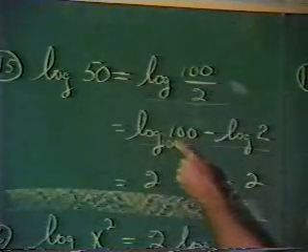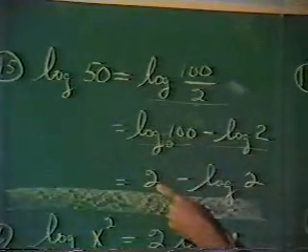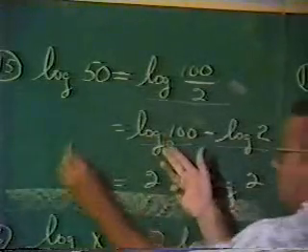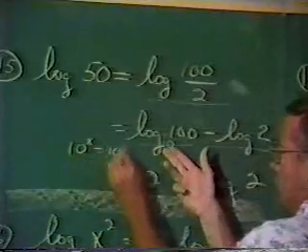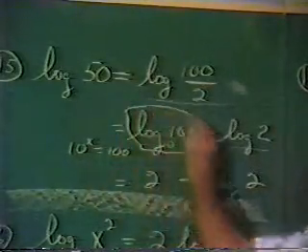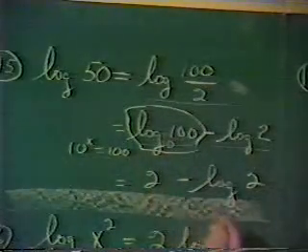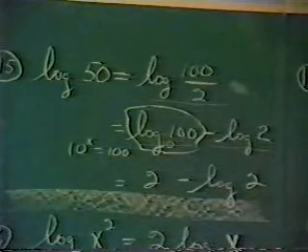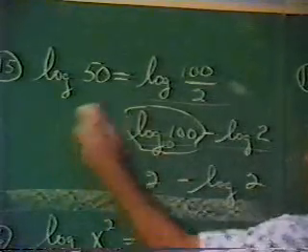So the power I must raise this to is 2. So the log of 100 base 10 is 2. 10 to what power is equal to 100? And so that would be 2. So in place of all this, I can replace it with the single number 2, and then minus the log of 2. Now this problem could have been split up another way.